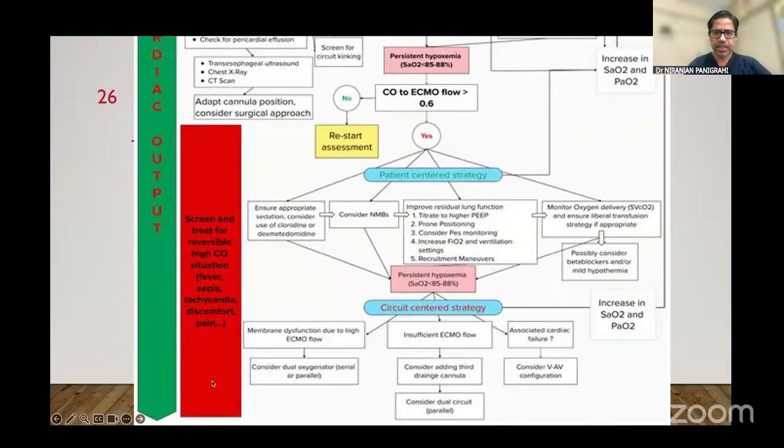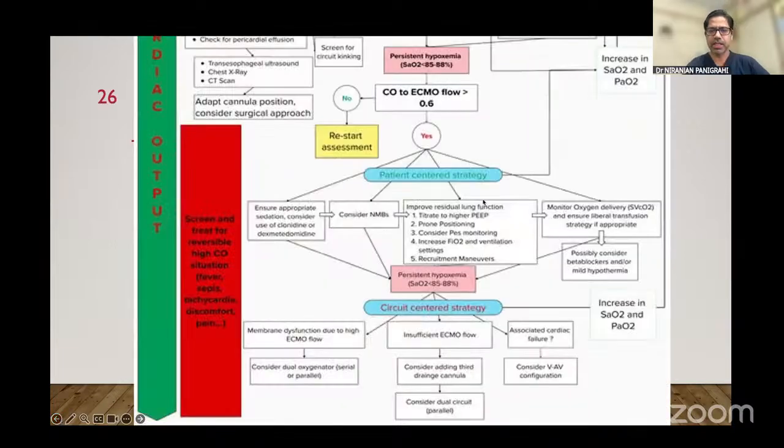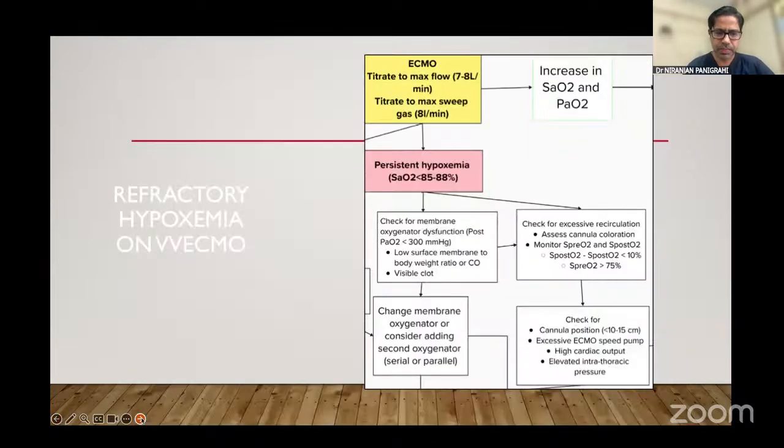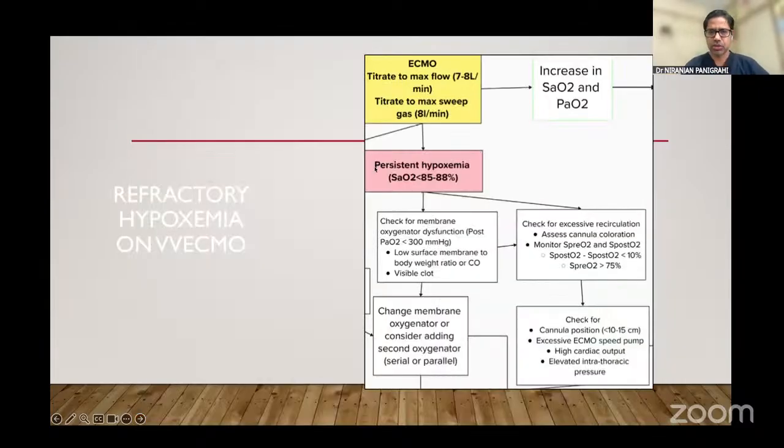Now, there is a flow chart on how to address patients with desaturation. It may look a little complicated, so I have divided it. Okay, let's go part by part. Now, what is the first thing to do? Titrate the maximum flow.